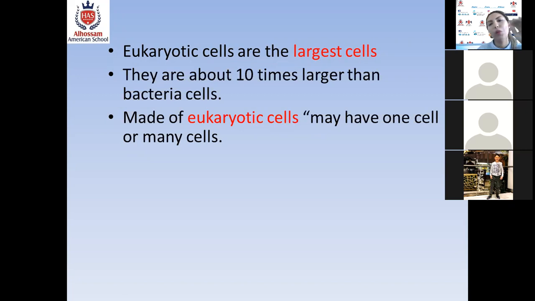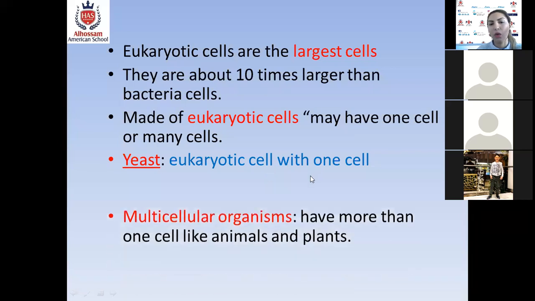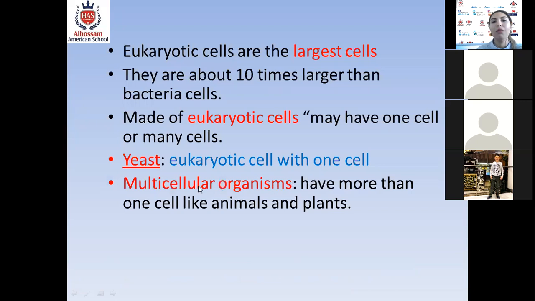prokaryotes are called prokaryotic cells. Okay, so organisms may have one cell or many cells. As we said before in previous lessons, one cell is called unicellular, while many cells is called multicellular. Yeast is one example of a eukaryotic cell with only one cell. And multicellular organisms have more than one cell, like animals and plants.